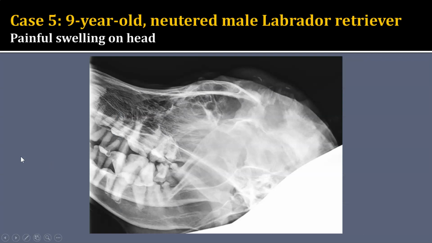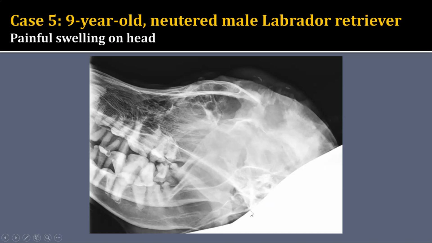The last case I have to go through with you is a 9-year-old neutered male Labrador retriever who is presenting with a painful swelling on his head. This is the only radiograph that was obtained at the outside veterinary facility. I doubt that this patient was under any sort of injectable anesthesia. There certainly is not an endotracheal tube in here.